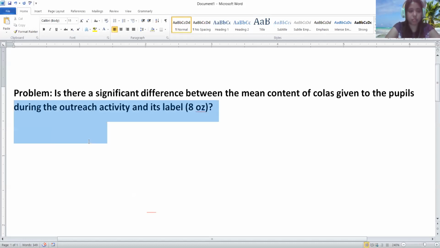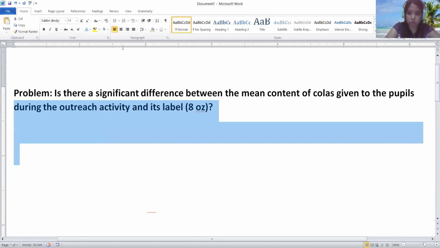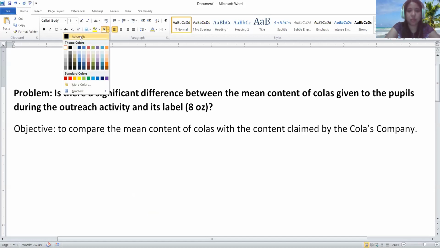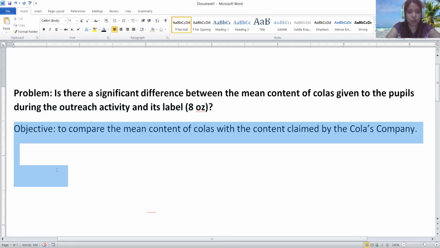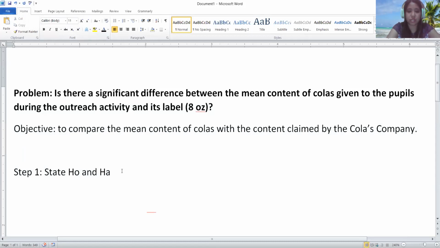This can also be stated in objective form: the objective of this study is to compare the mean content of colas with the content claimed by the cola company. In answering this problem, we're going to follow the hypothesis testing. So first, we need to state the null hypothesis and alternative hypothesis.